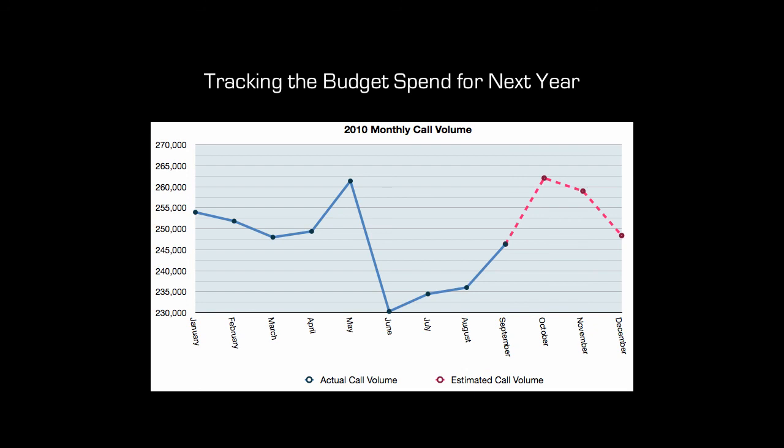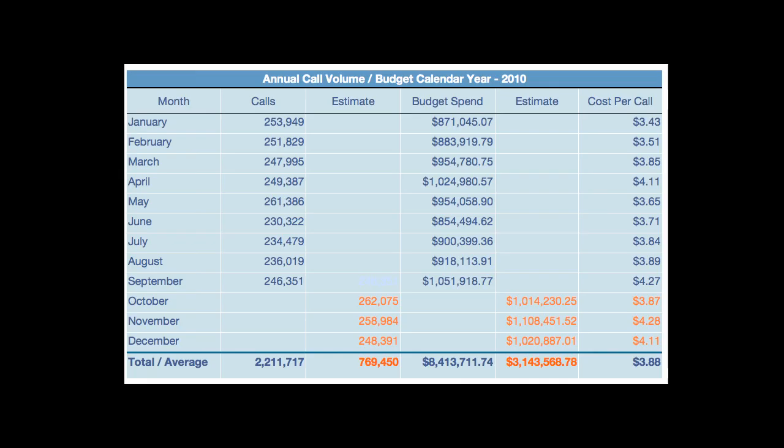Now, it's important and a lot easier if you track your budget spend on a month-to-month basis, so you can predict what your next quarter is going to be like or what your next annual budget is going to be. So here's an example of call volume by month. And as you can see, this particular organization has two peaks within the year, late spring and in the fall. So what we do with that is we say, what's our monthly spend against the number of calls that we answer? And if you take the total budget spend divided by the calls, you get a monthly cost per call. And then what you can do is you can track that monthly cost per call.